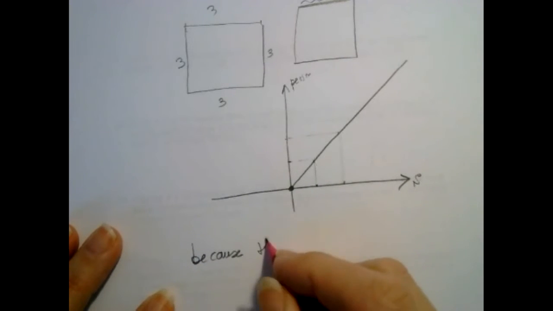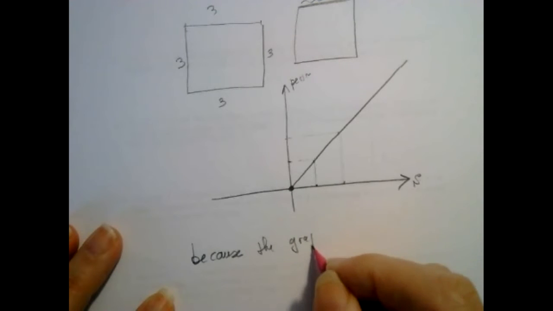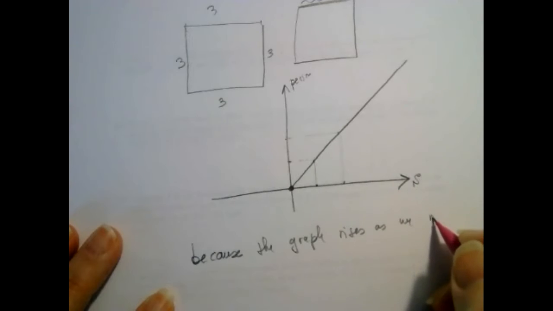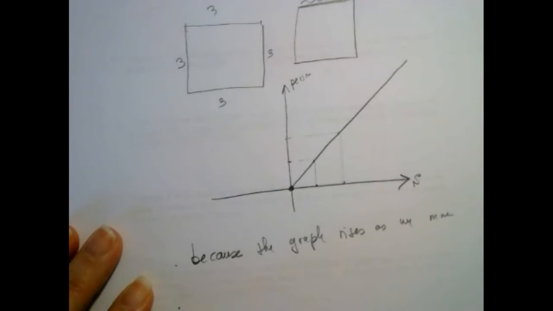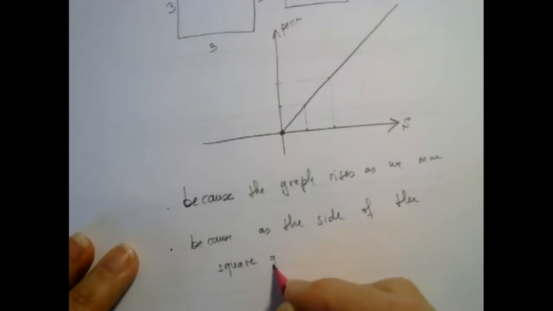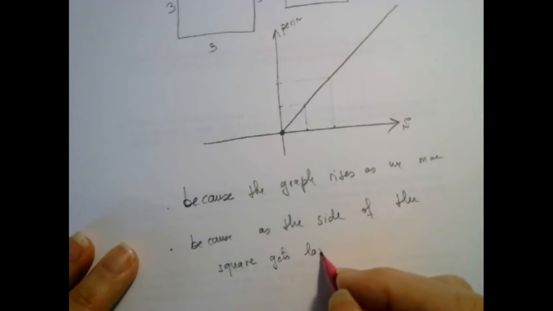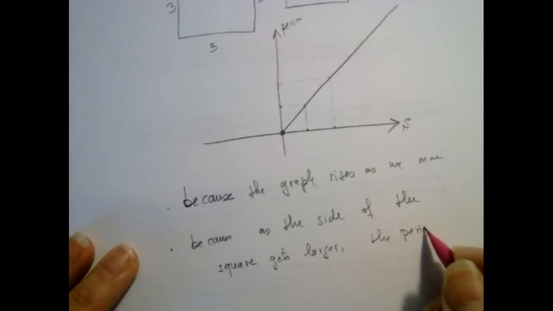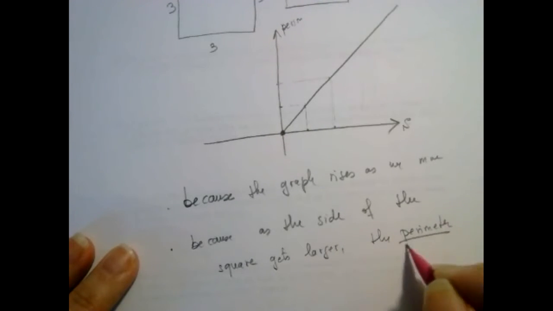If you graph it, because the graph rises as you move from left to right, or you can say because, which is actually what's happening, as the side of the square gets larger, the side is the input, what will get larger? The perimeter gets larger.